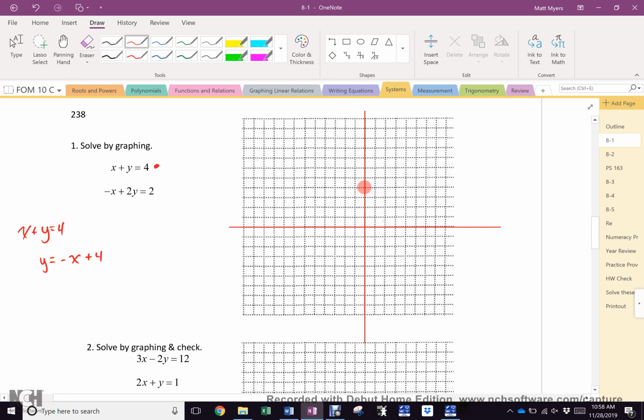Positive 4, 1, 2, 3, 4, and just keep going, Braden. I don't care anymore. You might as well finish it off. And that line will continue on forever, yes? That's a bad line. I'm going to use the straight line tool because why not? Braden, how do I do the blue one?